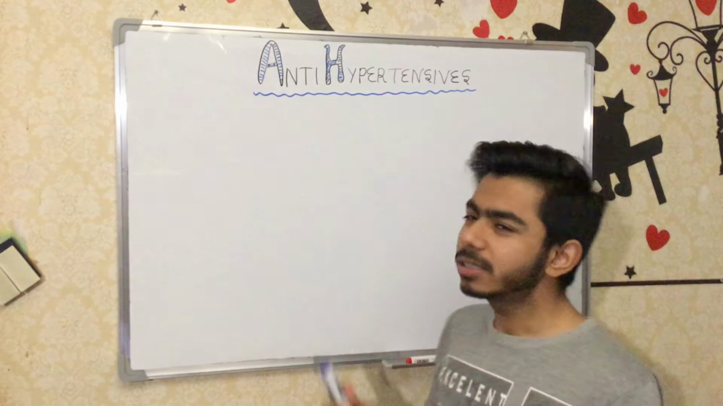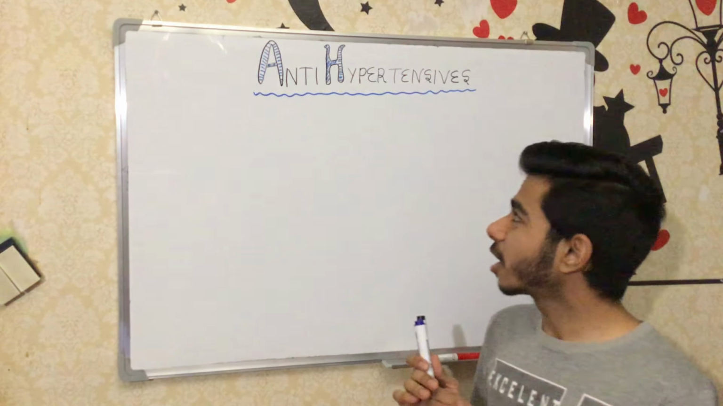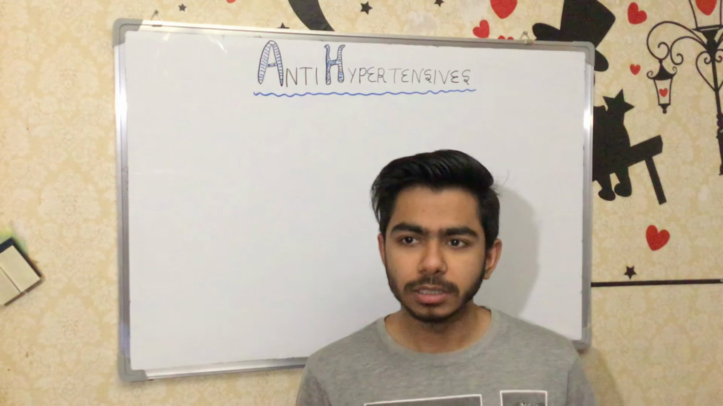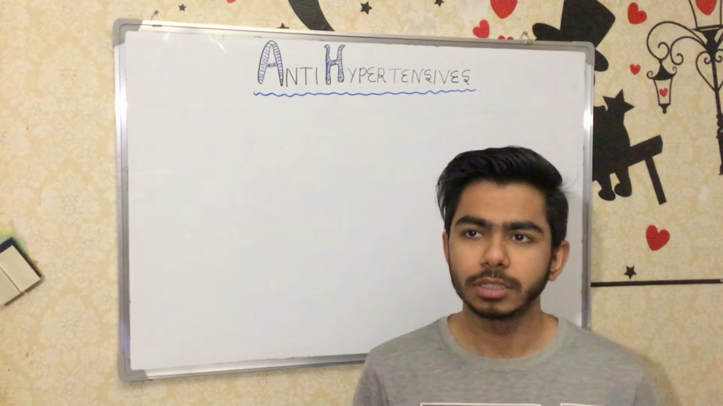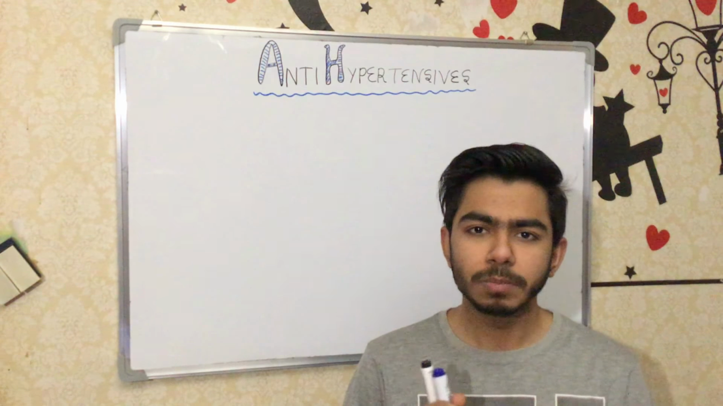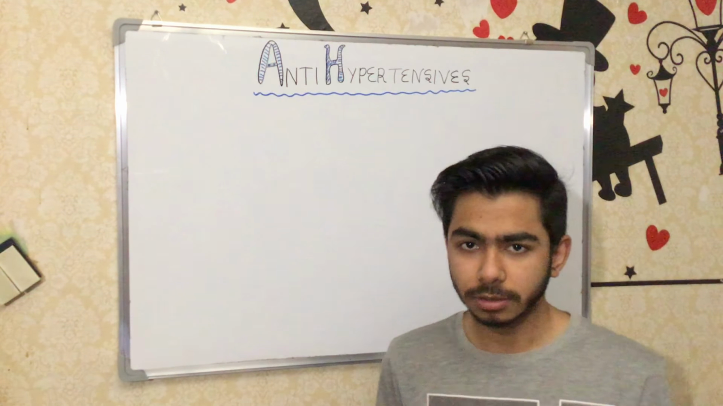Anti means against, and hypertensive is hypertension. So that means these drugs are gonna act against hypertension. Now we should know about hypertension. Some words about the hypertension. What is hypertension? Hypertension is actually the condition in which there is increased blood pressure. So increased blood pressure is another name of hypertension.